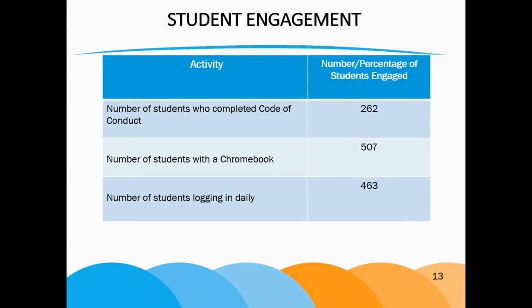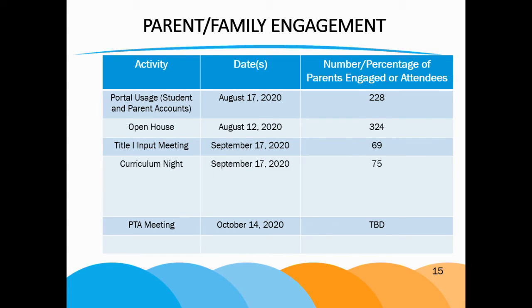As it relates to our student engagement activities, number of students who have completed the Code of Conduct, we're looking at 262. Number of students with Chromebooks, 507. And number of students logging in daily, 463. For parent engagement, for the portal usage, date August 17th, 228 students and parents. Open house August 12th, 324. Title I input meeting and curriculum night September the 17th, 2020, 69 for the Title I input meeting and 75 for curriculum night. And PTA will be determined.